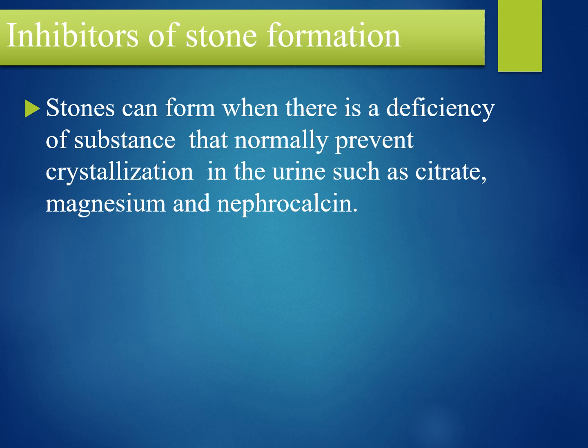Next is inhibitors of stone formation. Stones can form when there is a deficiency of substances that normally prevent crystallization in the urine, such as citrate, magnesium and nephrocalcin. Nephrocalcin is a protein which inhibits stone formation.